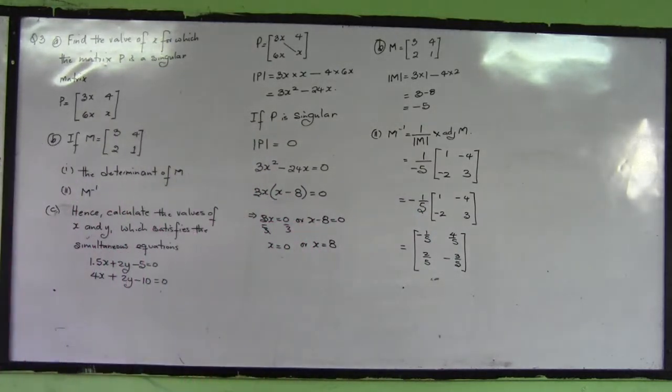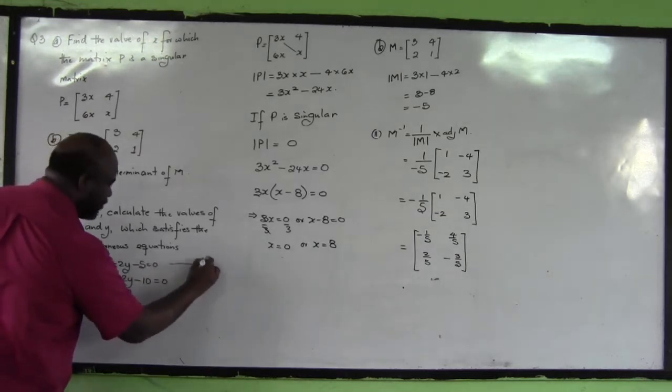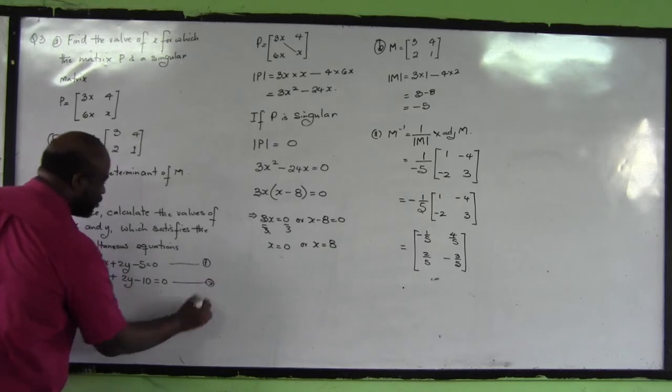Alright, now we're at C. I wouldn't say the question is difficult, but it is a little unusual. Normally this early I don't give this question, but it's on the board already, so let's just do it. We're told, hence calculate the values of x and y which satisfy the simultaneous equations. This is equation 1 and this is equation 2.